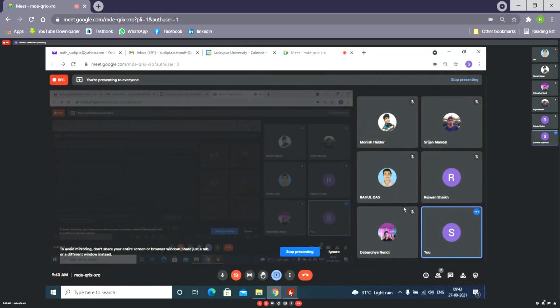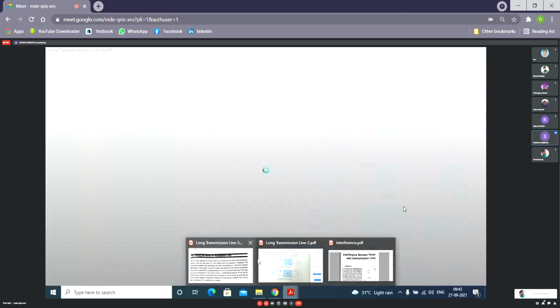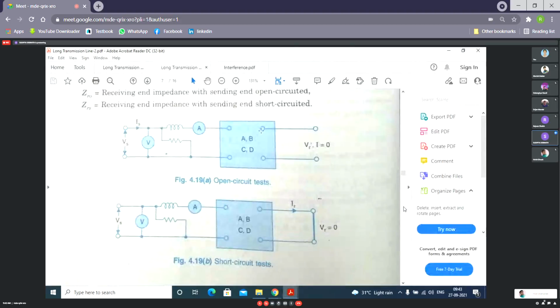So we are giving supply to the receiving end and measuring that impedance. First, keeping the sending end open, that will give ZRO, the receiving end impedance with sending end open. Then we make the sending end short circuited and again measure this VR by IR. That is termed as ZRS, receiving end impedance with sending end short circuited.